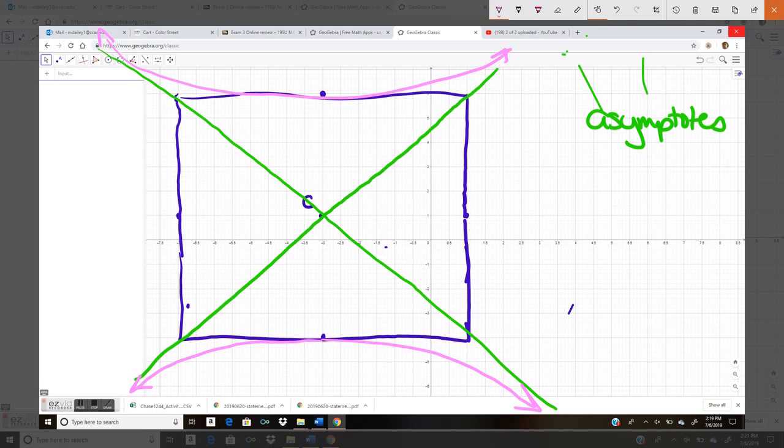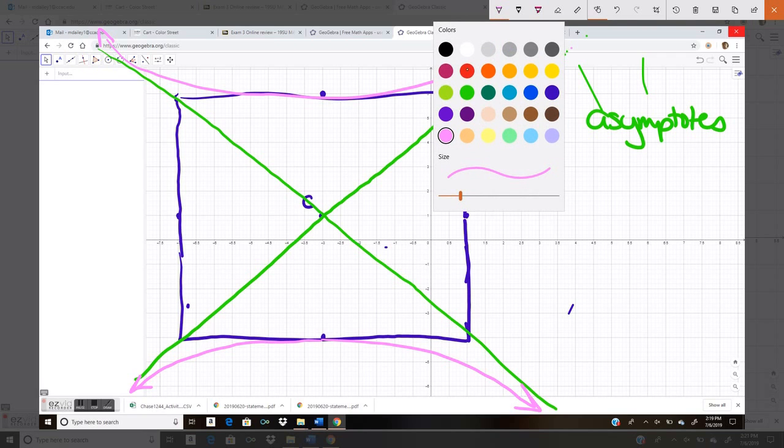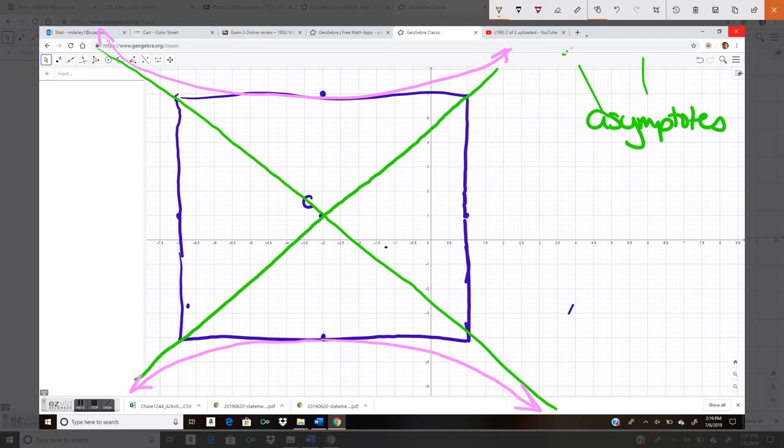Now, I do want to re-emphasize, remember we talked about this with ellipses: the vertex, the foci, and the center all are going to lie on the same line. In this case, it's going to be our transverse axis.